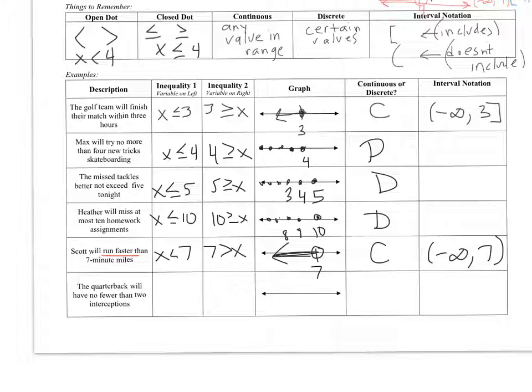Next one, the quarterback will have no fewer than. So no fewer than means no less than. So we have to have, the quarterback will have no fewer than 2. So greater than or equal to 2. Or 2 is less than or equal to x. So this one's going to be discrete because your interceptions aren't going to come in decimals. So I put a 2, closed dot, closed dot, closed dot. That means discrete. That means we're not having parts of a tackle.